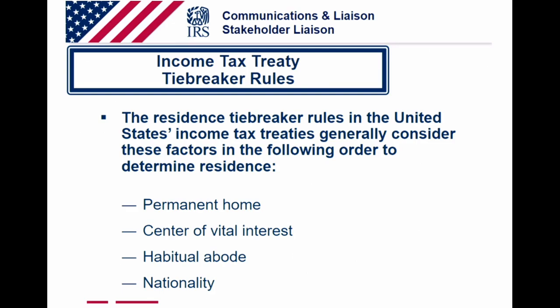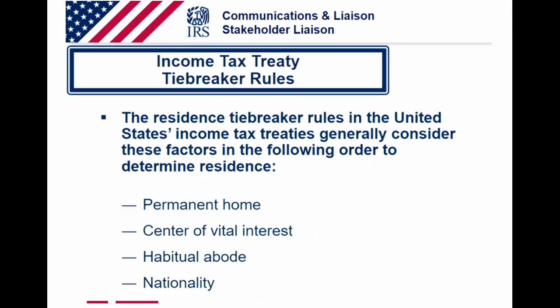If they have a permanent home in both countries, then the next step is to consider the location of what is referred to often as the center of vital interest. That would mean the place where their ties are the strongest. If their center of vital interest happens to be in both countries, then the next step would be to consider the location of their habitual abode, meaning where do they spend the most time. It would be very unusual for that to come out even, where it's exactly the same in each country. That would be highly unusual.